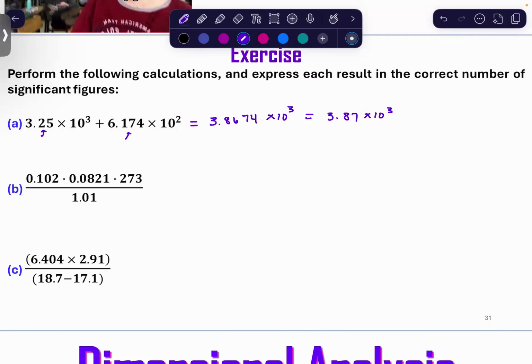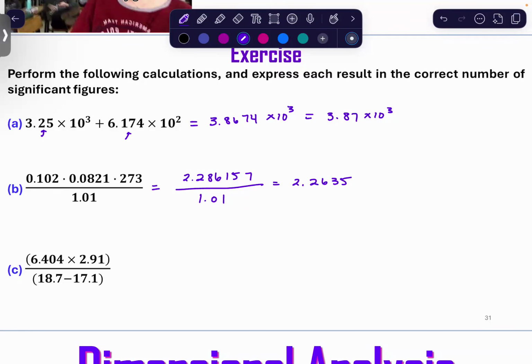Now, part B, I have 0.102 times 0.0821 times 273 divided by 1.01. Now, what we're going to do first is we're going to multiply the top. Okay, so when I multiply the top, I'm just straight multiplying without rounding first. I get 2.286157 over 1.01. And now when I divide that, I'm going to get 2.2635. Now the question is, what do I have to round that to?